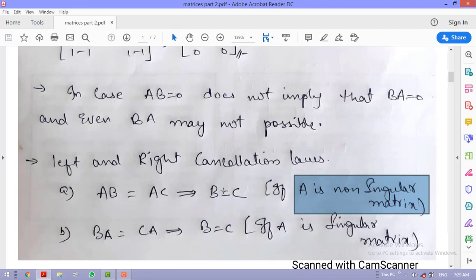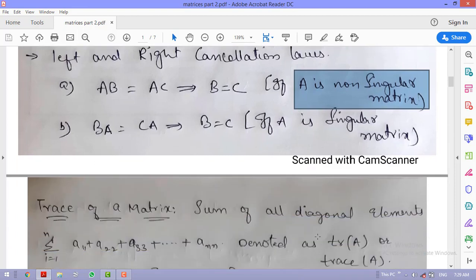Then you can consider that B is equal to C if A is a non-singular matrix, and if A is a singular matrix, then this turns out to be a right cancellation law. Here you can cancel out A, where B is equal to C if and only if A is a non-singular matrix. Okay. So I think you got that.